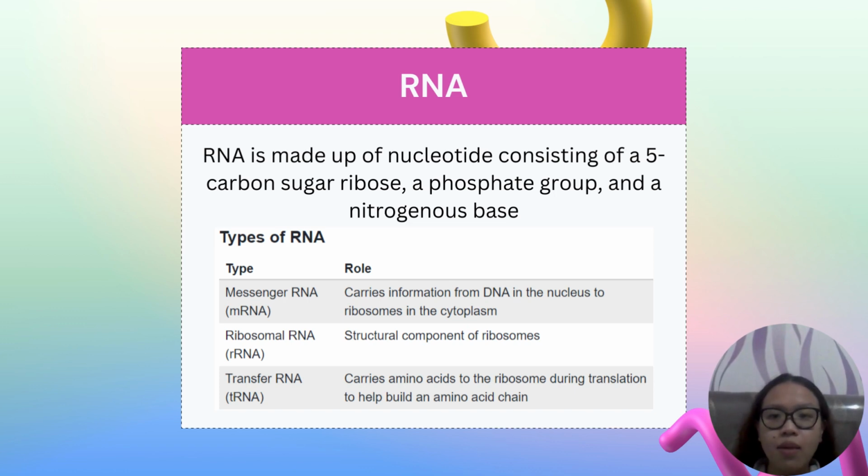The next one is ribosomal RNA or rRNA. It is a structural component of the ribosome. And the last one is transfer RNA or tRNA. It carries amino acids to the ribosomes during translation to help build an amino acid chain.